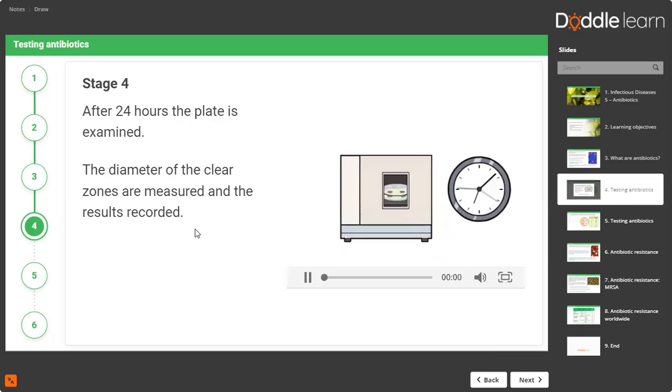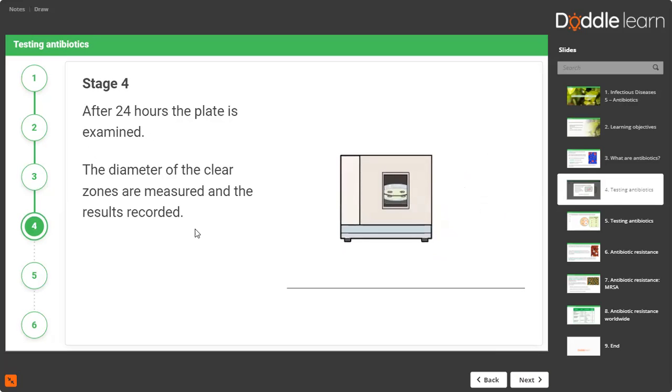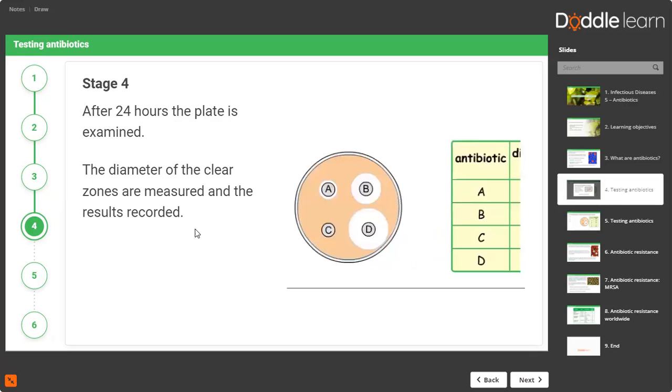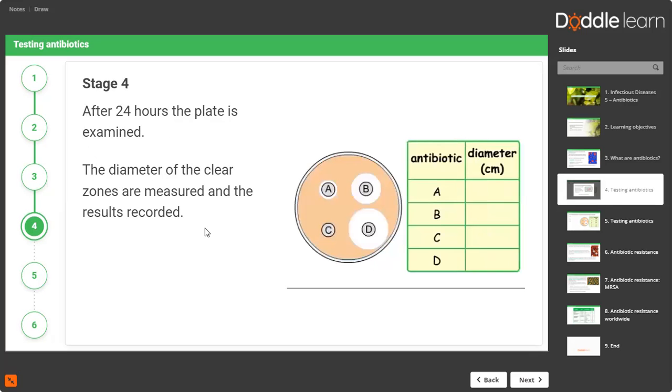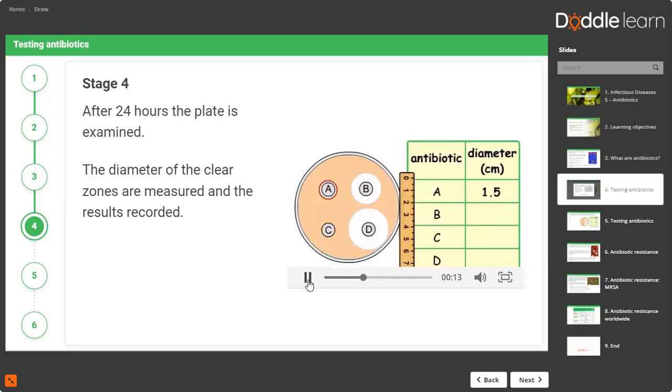So after 24 hours, we look at the plate, and we look at the diameter of the clear zones that are measured around the circle. So basically we call this the zone of inhibition. These areas where we've got no bacterial growth around each of the paper discs are called our zone of inhibition. So for example, C has absolutely no zone of inhibition, so we would record that one as 0.